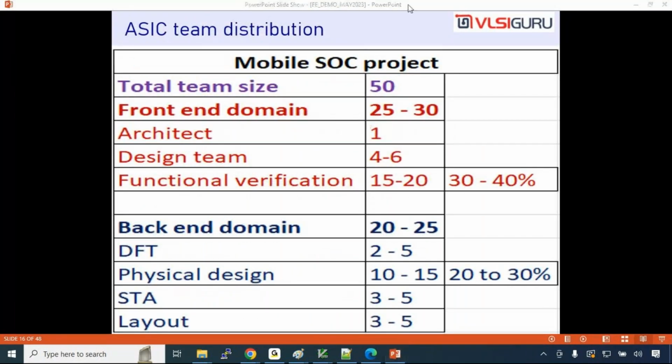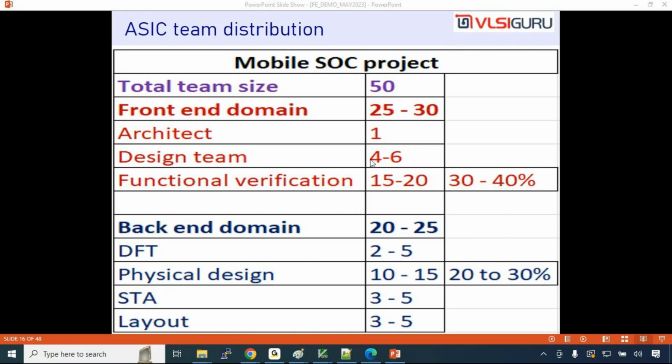Let's quickly understand what is the typical team distribution. If a company has around 50 people, around 25 to 30 will be into front end domain, around 20 to 25 into back end domain. That means little more into front end domain, around 50 to 60% here, 40 to 45% here. There will be only one or two architects, majorly one architect only.